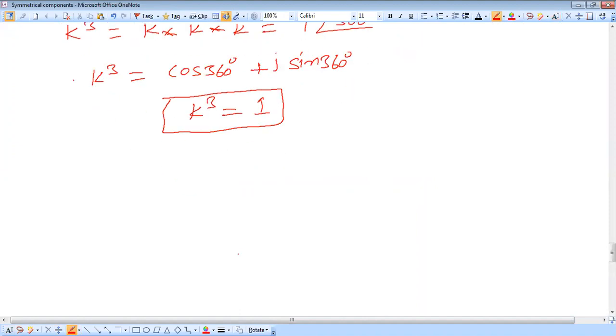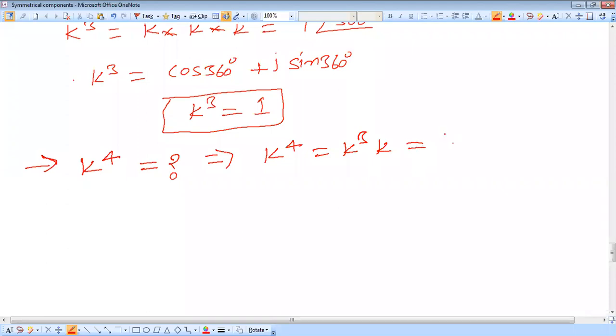Now, in GATE most of the time, and IES also, questions are repeatedly asked on this. What are the different k values? What is the value of k power 4? Can I write k power 4 equal to k cube into k? We know that k cube is 1. Now k power 4 is nothing but k.